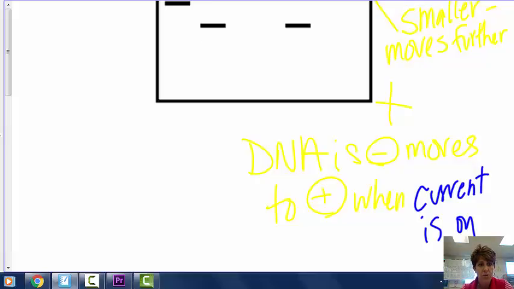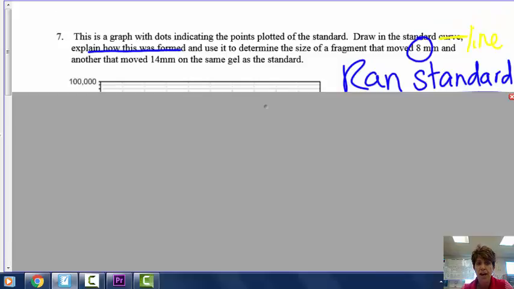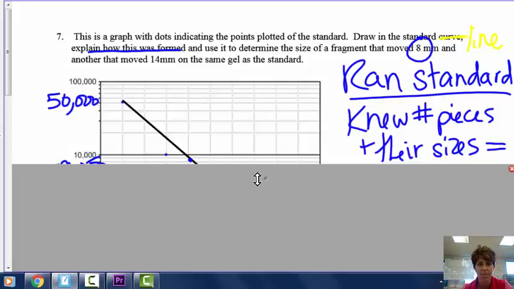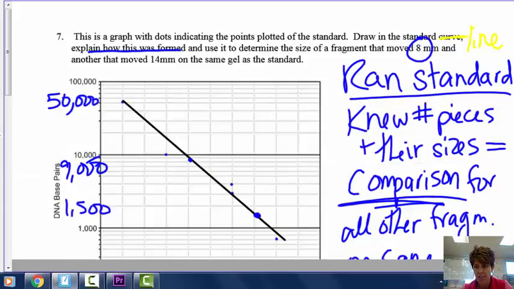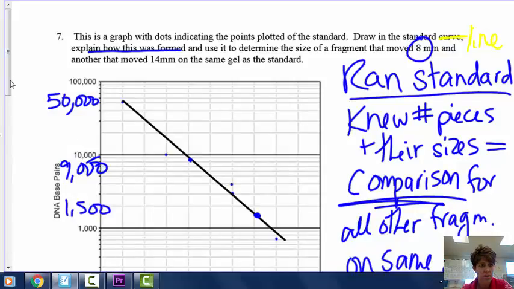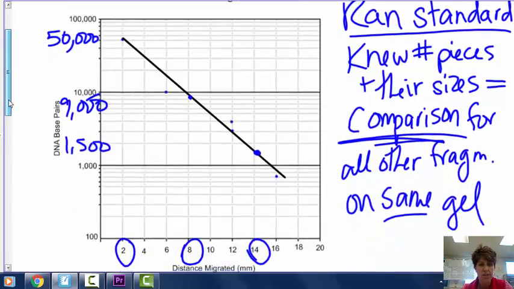All right, next question. This is a graph with dots indicating the points plotted of the standard. Draw in a standard line, it's not a curve, it's a line, and explain how this was formed and use it to determine the size of a fragment that moved 8 millimeters. So let me just remove the screen so that I can show you this at once.